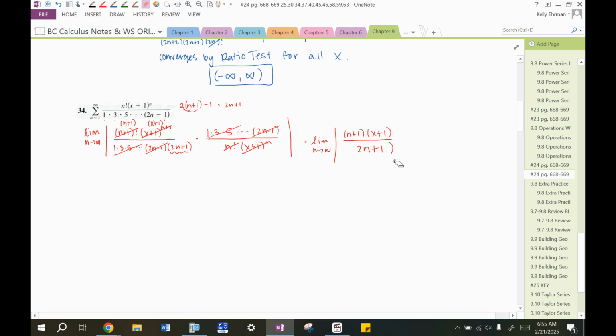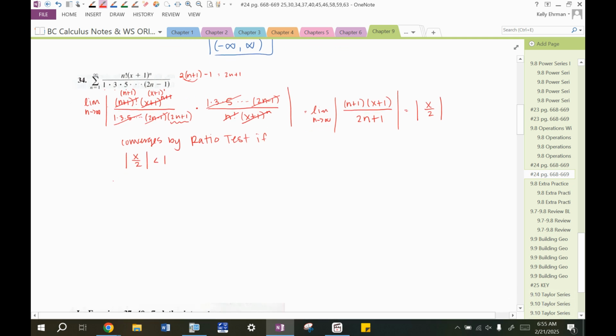All right, so we have a tie. We have degree 1 over degree 1. So this is coming out to 1 over 2 times the absolute value of x over 2, basically. And so this series converges by ratio test if the absolute value of x over 2 is less than 1.